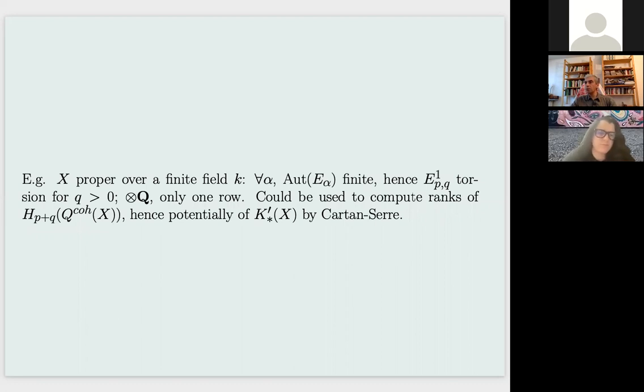And maybe it could be used to compute the ranks of the homology of the Q construction, and then potentially to get the ranks of K prime of X by the theorem of Cartan and Serre. And so far, this is still an open question. But let me go on with the problem.